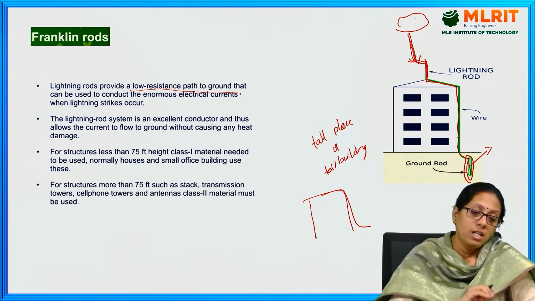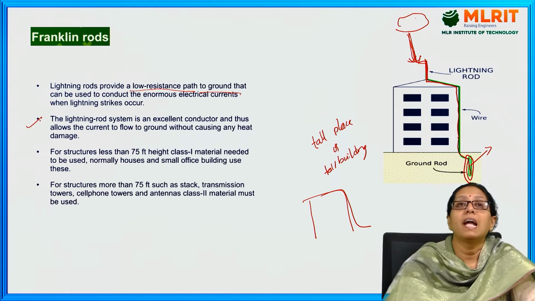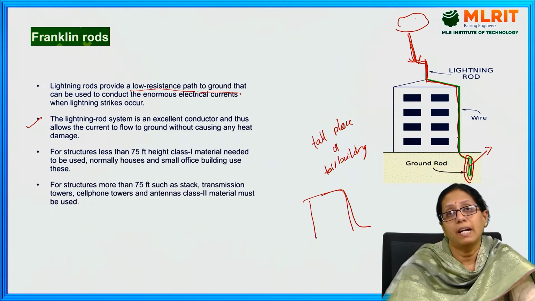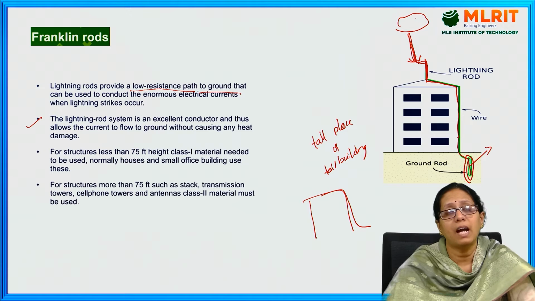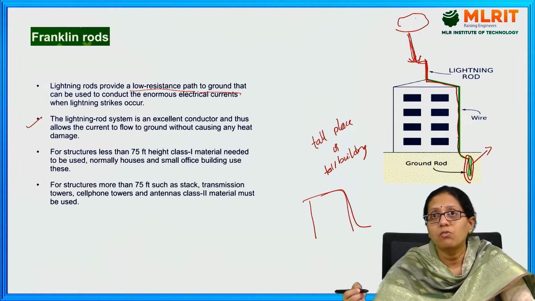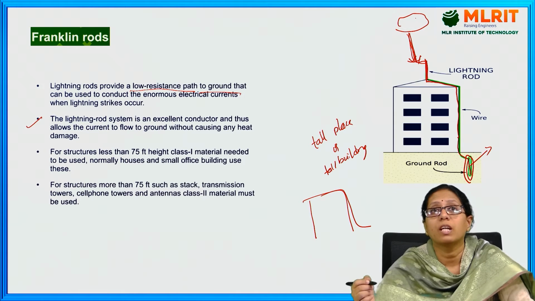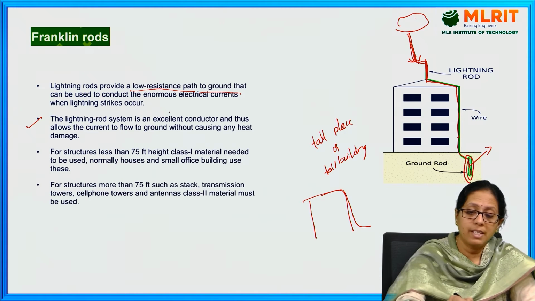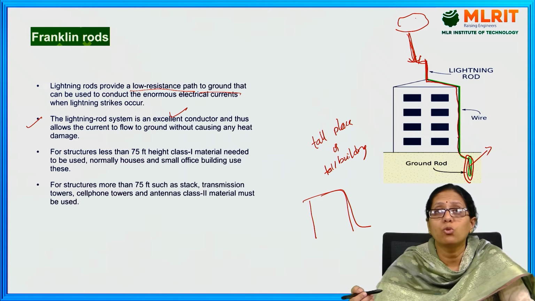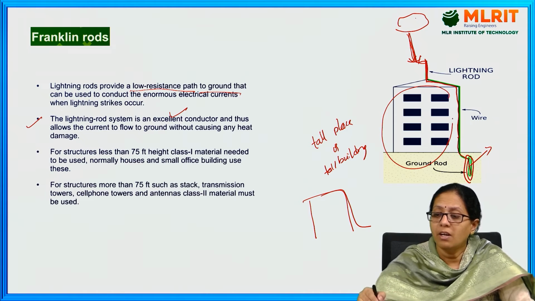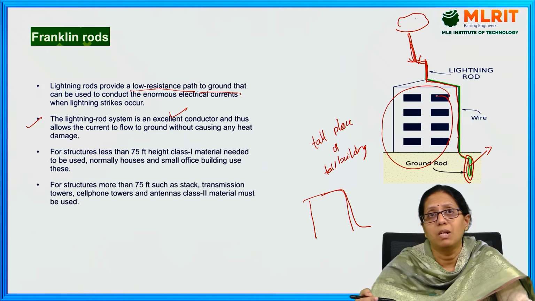The second point is that the lightning rod system is an excellent conductor and thus allows the current to flow through the ground without causing any kind of heat damage. That means the rod which we are using is a very good conductor. So the whole current flows through the rod only and it will not damage the remaining part of the building.